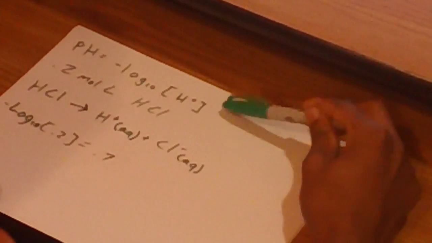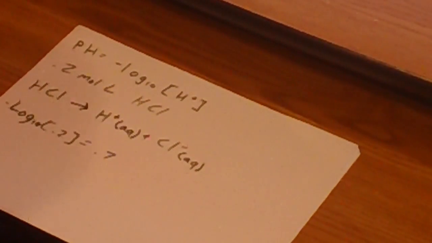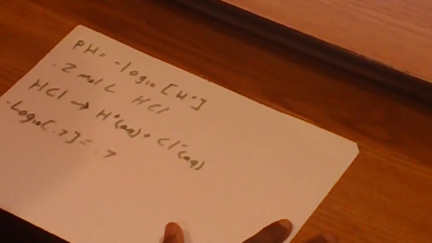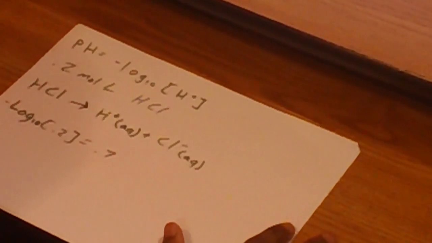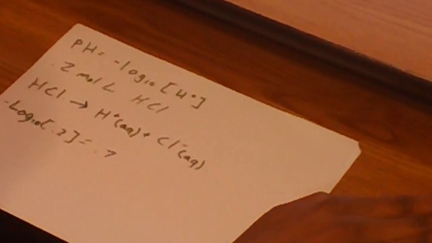To calculate the pH of an acid, we use the formula pH equals negative log base 10 of H plus. For example, to find the pH of 0.2 molar HCl, first you write the balanced equation of HCl, which is presented right there in the middle. Then you plug it into the calculator. Negative log of 0.2 gives you 0.7. And that will be your answer for the pH of HCl.